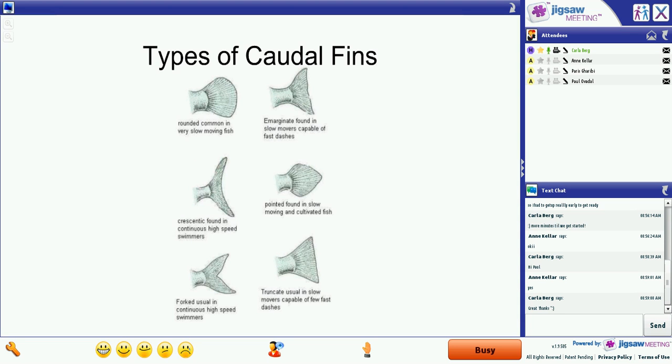Okay, and we have crescentic fins, which are found in continuously high-speed swimmers. Awesome. We have emergent and marginate fins, which are found in slow movers, but they are very capable of fast dashes, so that would work here as well. And we have a forked fin, which is found in continuous high-speed swimmers. Great, great job.